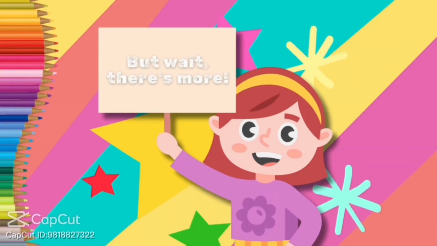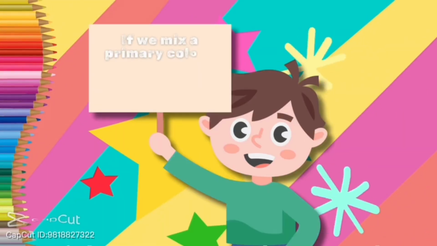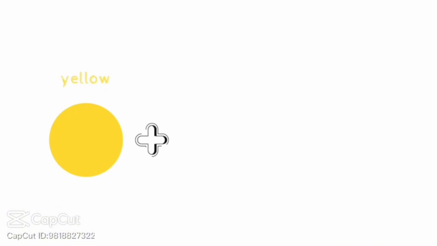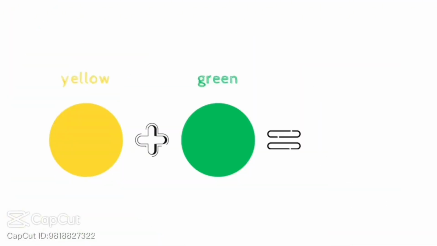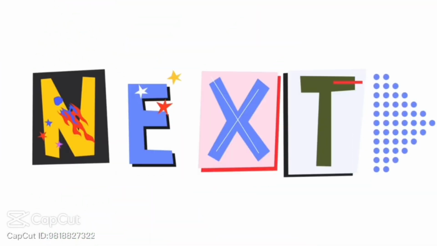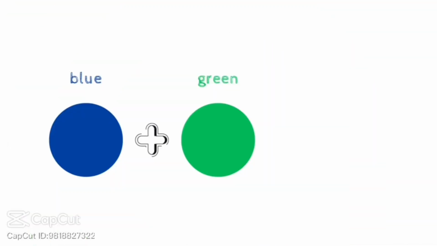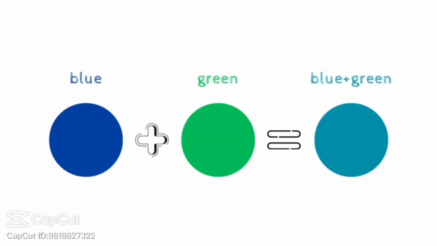But wait, there's more. If we mix a primary color with a secondary color, we get tertiary colors. Yellow, which is a primary color, mixed with green, which is a secondary color, gives us a brighter green. Let's go to the next colors. Blue, which is a primary color, mixed with green, which is a secondary color, gives us a lighter shade of blue. Let's go to the next colors.